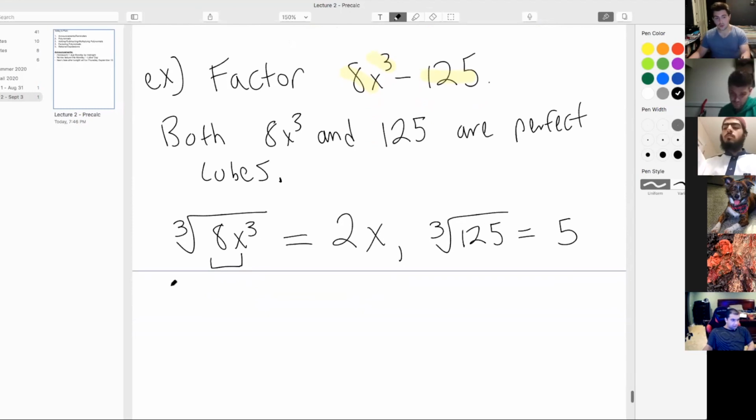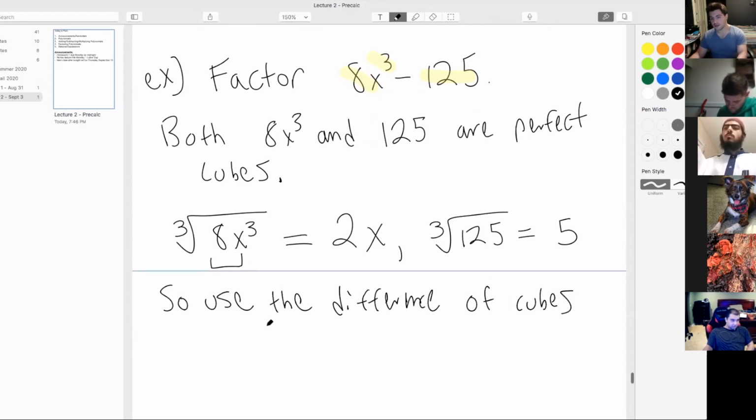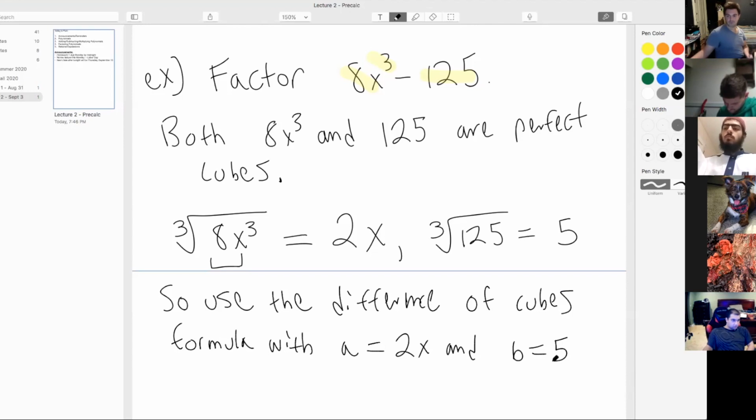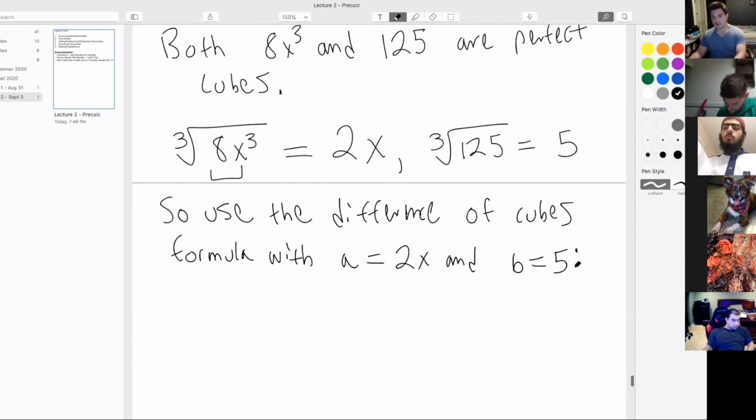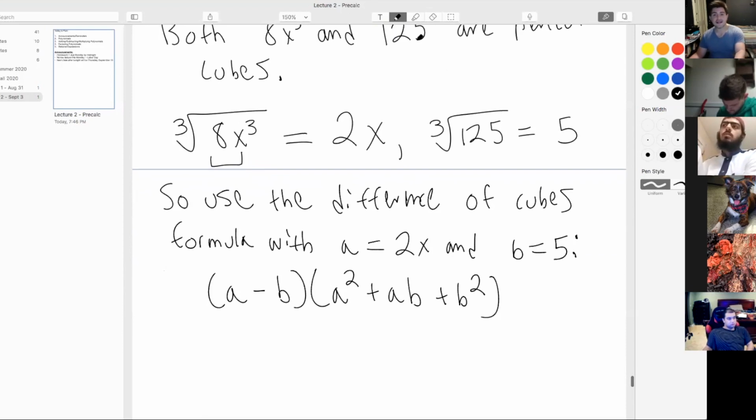Okay, so that's it. Use the difference of cubes formula with a equaling 2x and b equaling 5. Okay, so here we go. I'm just going to write the formula out in its general form. It's going to be a minus b multiplied by a squared plus ab plus b squared. And now let me just fill in 2x for a and 5 for b.